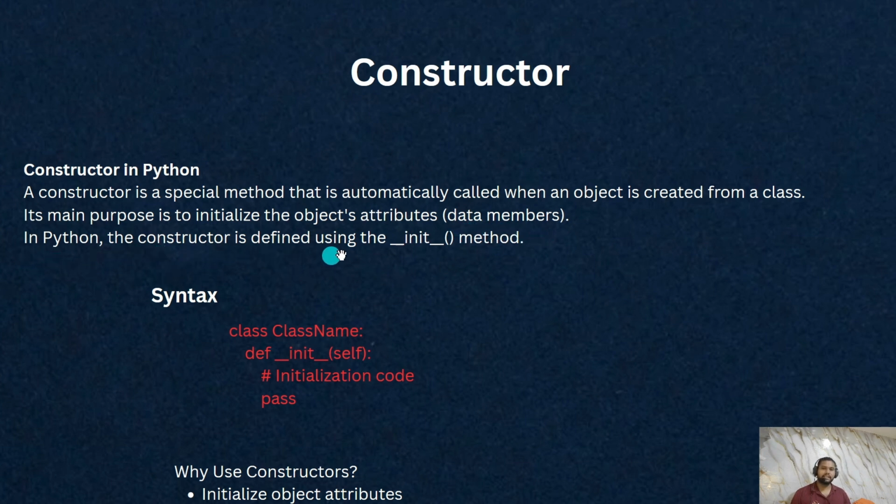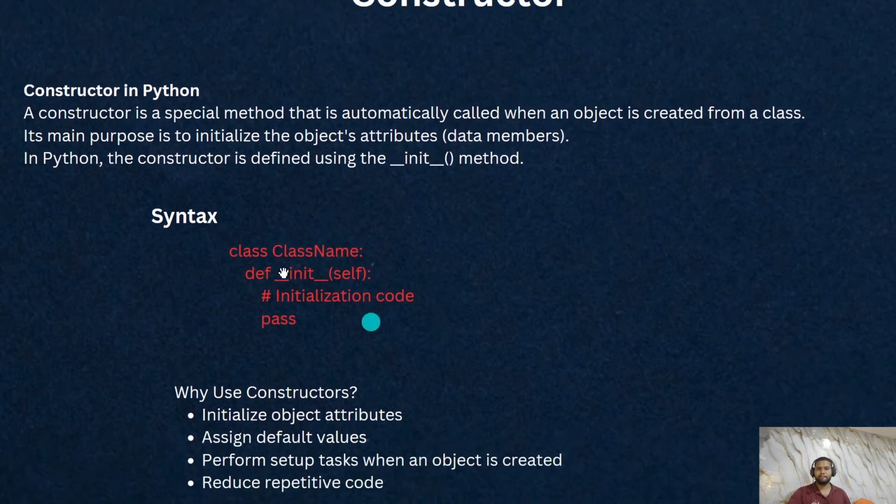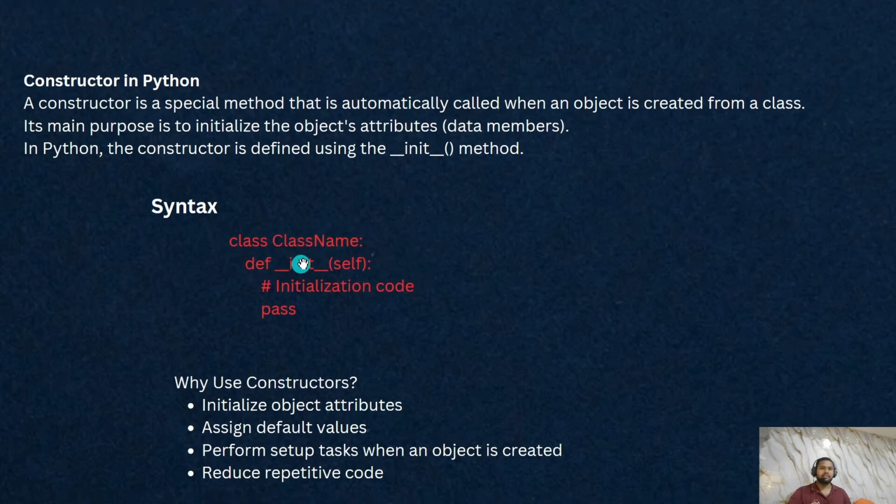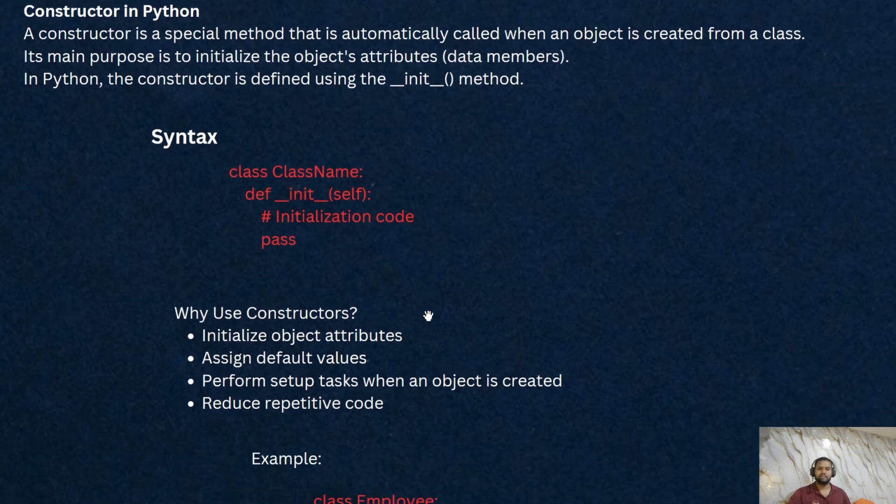In Python, the constructor is defined using the init method. Underscore underscore init underscore underscore is a dunder method. We already learned about these dunder methods in our previous video, so you can watch that video and understand why we use dunder methods in Python. And this is the way to create a constructor. This is our syntax: class, class name, and def, init, self, and this is our initialization code right here. And you can also pass values.